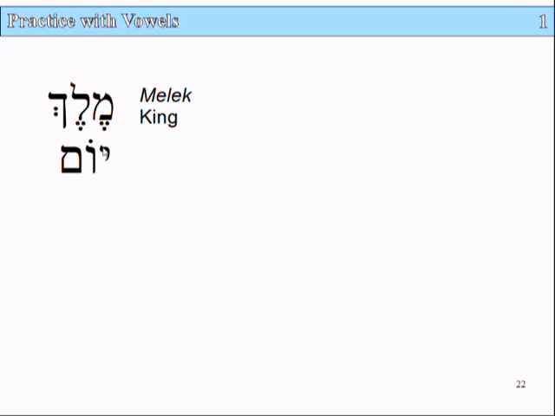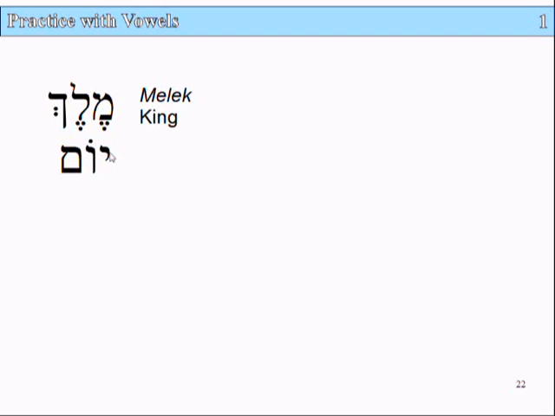And this is a vav, and normally it has a v sound in modern Hebrew. In old biblical Hebrew, it had more of a w sound. But it's actually being used as a vowel, so it loses its v sound and becomes basically the letter O. This little dot up here is called a holom. When you have a dot up the top like that, it means it's got an O sound.